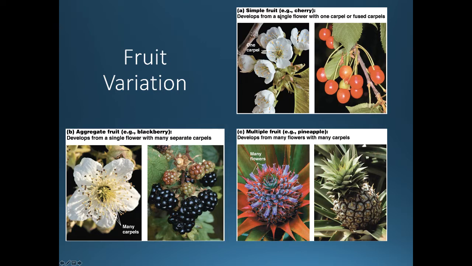So here's the simple fruit with the cherry as the example, and then to the bottom left here you see the aggregate fruit, where you see the aggregation of the different fruit. It's important to remember that this develops from a single flower, but then you end up with multiple and separate carpels. The multiple fruit, and the pineapple is probably the best example of it here. And what you see are many different flowers on the same pineapple, and each represents a ripened ovary in the mature pineapple shown here. So each of these sections here is a ripened ovary.